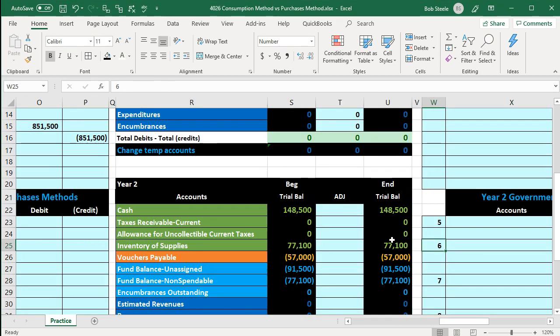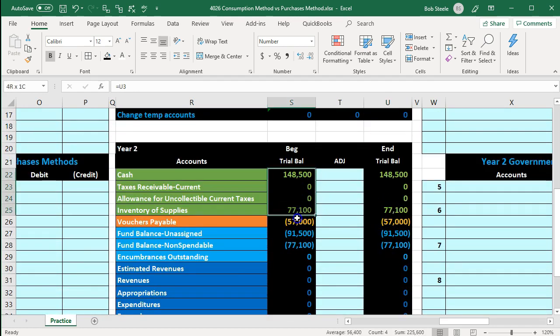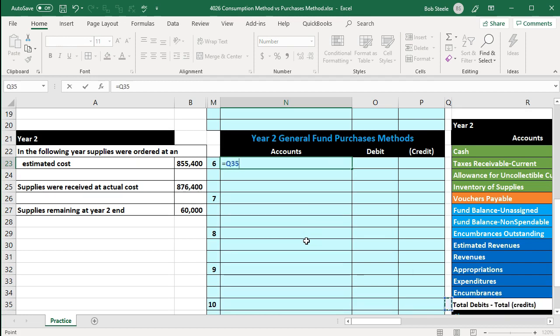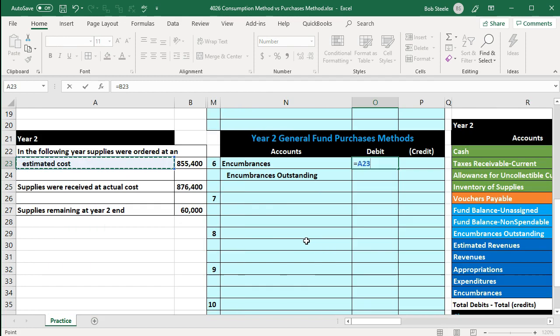You'll note that we took the ending balance, our post-closing trial balance for year 1. That's our beginning balance now for year 2. And so we're going to go from there. And we start off with the encumbrances. So we have the encumbrances. This is going to be the same process as the prior method. Encumbrances outstanding for the estimated amount for year 2, which is going to be this. We're going to post that out.